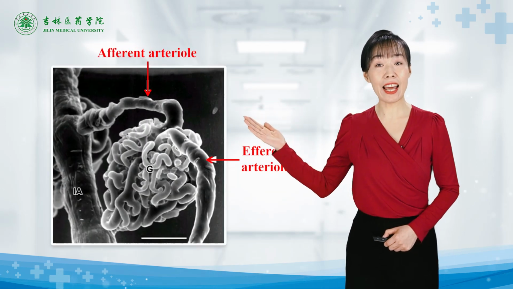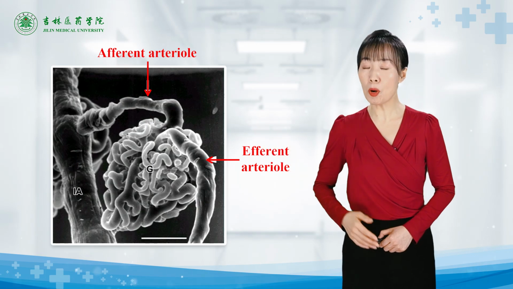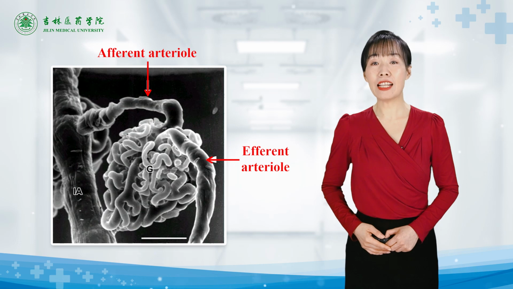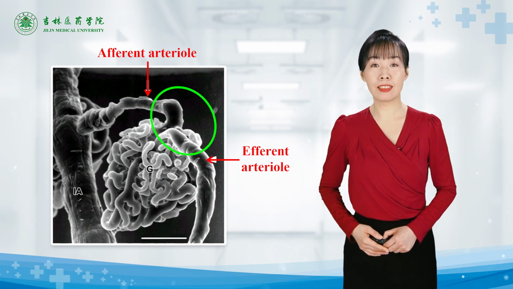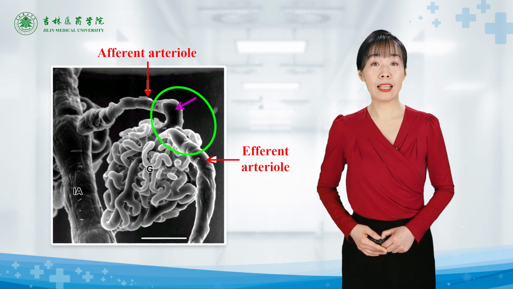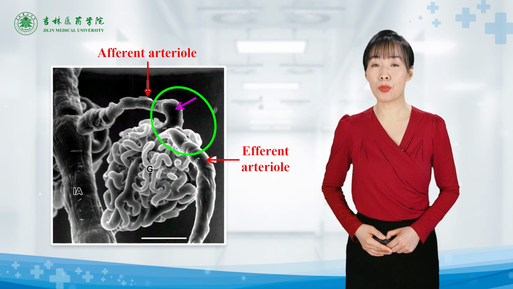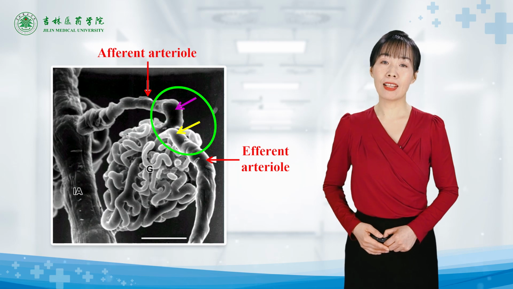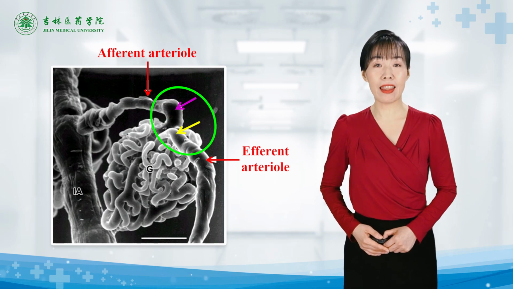This is the scanning electron micrograph of the glomerulus. G is the glomerulus. At the vascular pore, the purple arrow indicates the afferent arteriole. The yellow arrow indicates the efferent arteriole. The former is thicker than the latter.